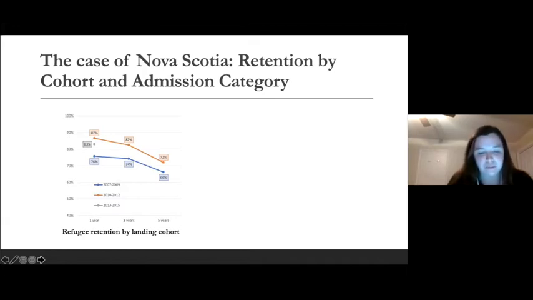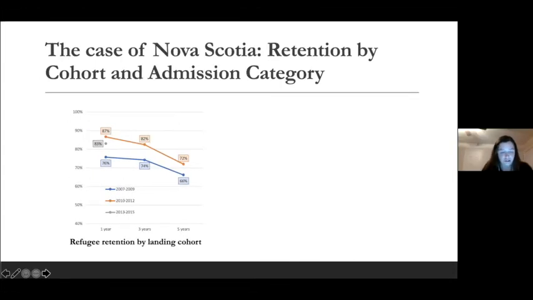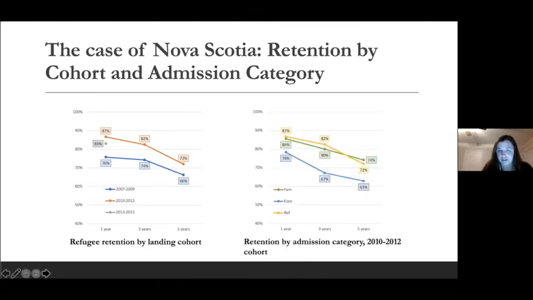So only 66% of refugees who landed in Nova Scotia in the 2007 to 2009 cohort were still residing in the province after 5 years. This increased to 72% for the 2010 to 2012 cohort. So comparing refugees to the other admission categories, we find that retention is low in Nova Scotia across categories, at least compared to the Western provinces we looked at. But refugees are staying in the province at similar rates to family class immigrants.